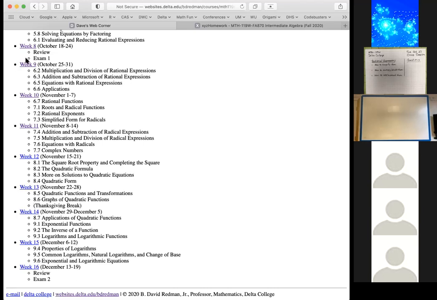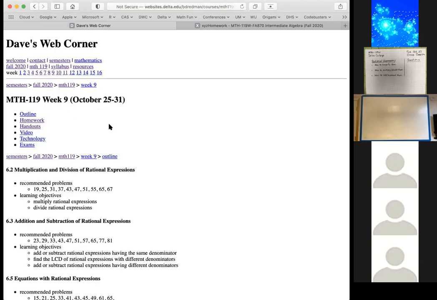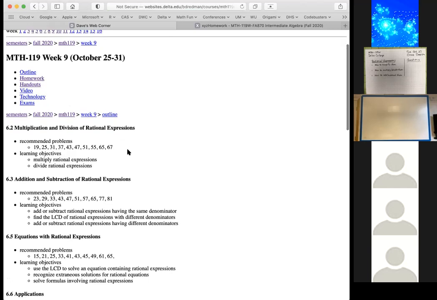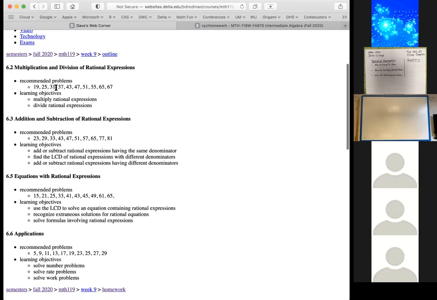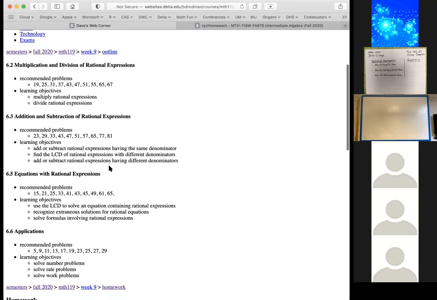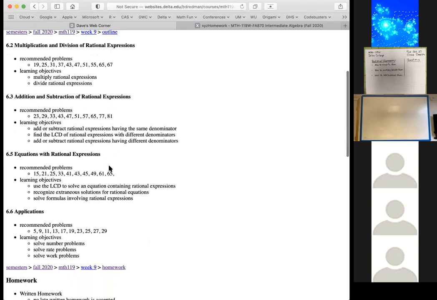Let's go into week 9, and we're checking this out. We have these topics this week: rational expressions. Today, multiplying, dividing, adding, subtracting them. And then on Thursday, what we can do with rational expressions: solving equations with rational expressions, and then some particular word problems that are kind of fun to do with rational expressions.